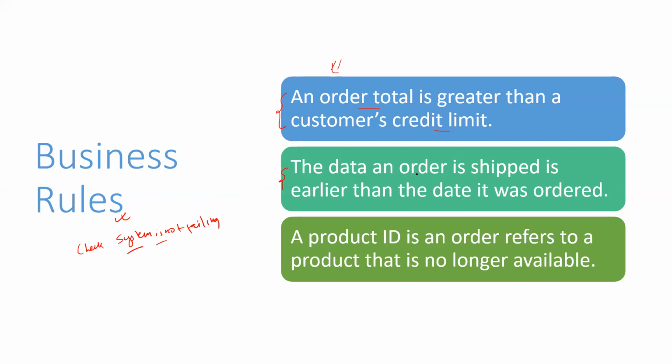Another condition we should not have is when the date an order was saved is earlier than the date it was ordered. Also, a product ID in an order that refers to a product that is no longer available.